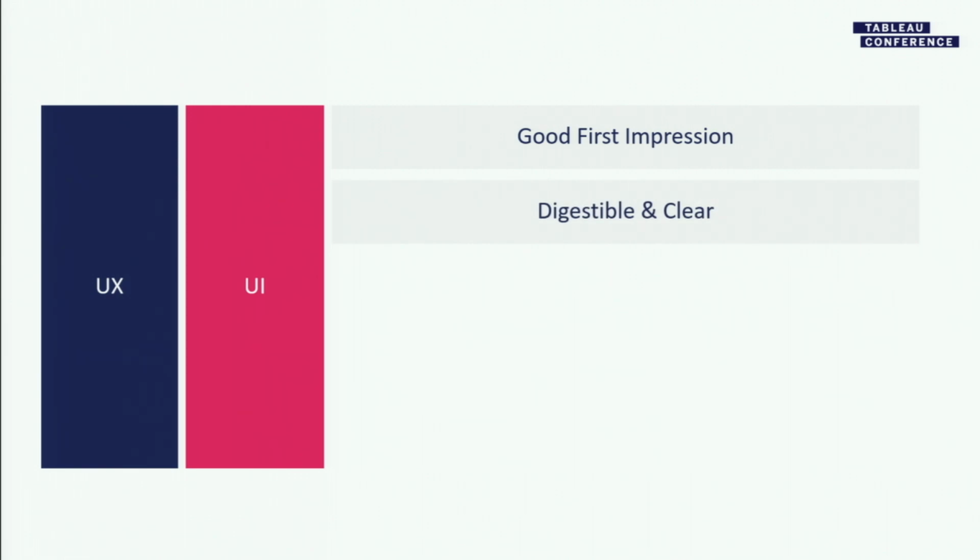Next, we want the information on the interface to be digestible and clear, because the clearer the information, the better the experience your user will get. And next, familiar. What does familiar mean in the interface? It means that when you look at that screen, do you have an idea? Do you feel comfortable interacting with it? Do you know where to go?